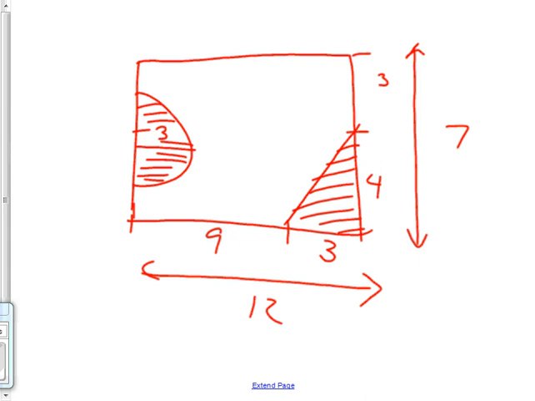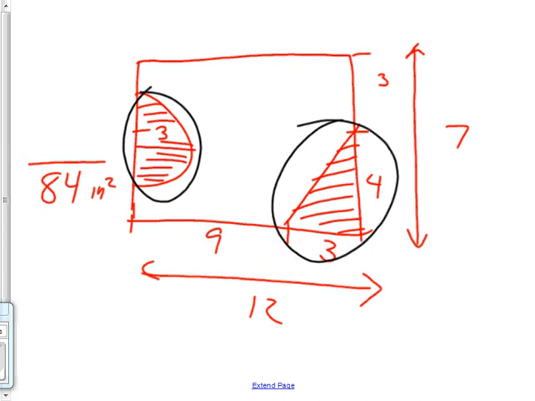So the area of the whole thing, everything that's possible, would be 12 times 7, which is 84. And let's keep it in inches squared. Then the area that I want, the favorable outcomes for me, would be the area of these two things. First of all, a triangle's area is 1/2 base times height. The base here is 3. Base times height is 3 times 4, which is 12, and half of that makes 6. So the area of that is 6 square inches.